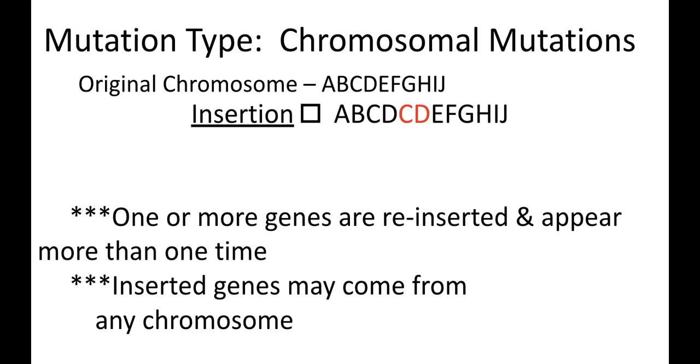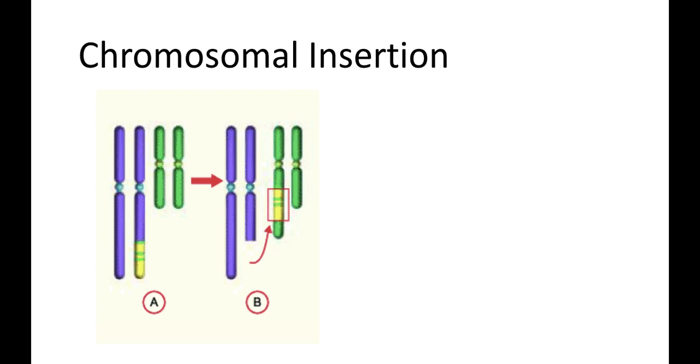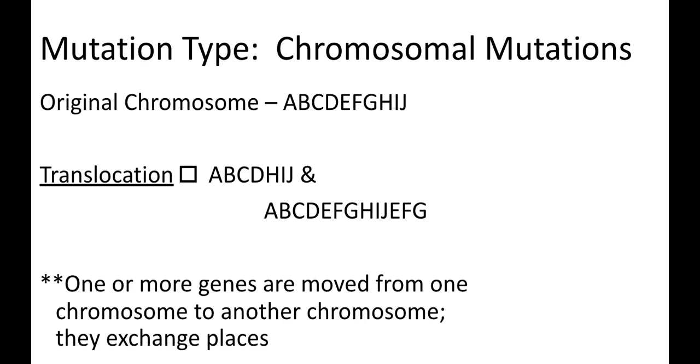Another would be insertion. So one or more genes are reinserted. They appear more than one time. So it could be accidentally copied and inserted twice, or you could have an inserted gene come from another chromosome. So here's a form of chromosomal insertion where it's coming from another chromosome. So I can see my purple chromosome, part of it breaks off and it's inserted into the green chromosome, making one shorter and one longer.